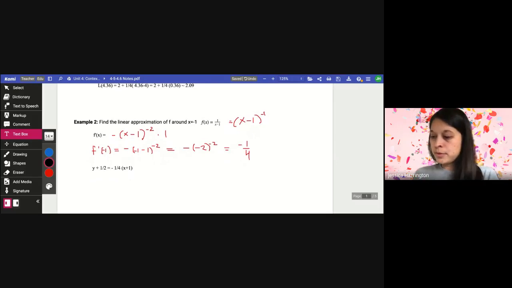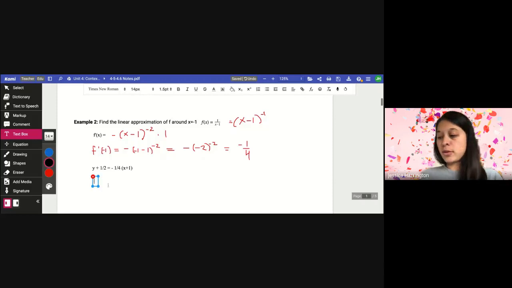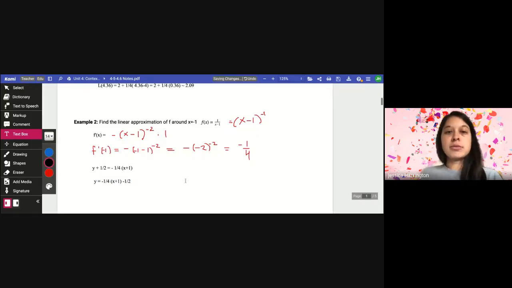So this is the equation of the line that we can use. This is the linear approximation to find the value of f around the point -1. The last thing you would have to do to really set it up would just be to solve for y, right? So y equals -1/4 times (x plus 1) all minus 1/2. Now I can use that to approximate the value of the function around -1, right? We're assuming it's a line there. Let's try another one.